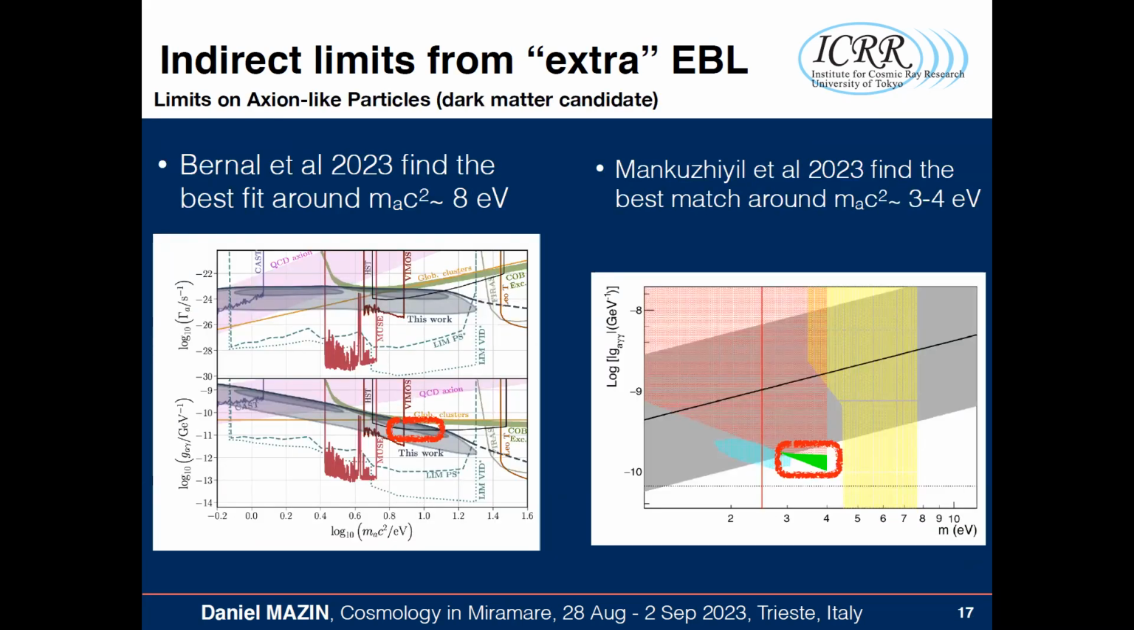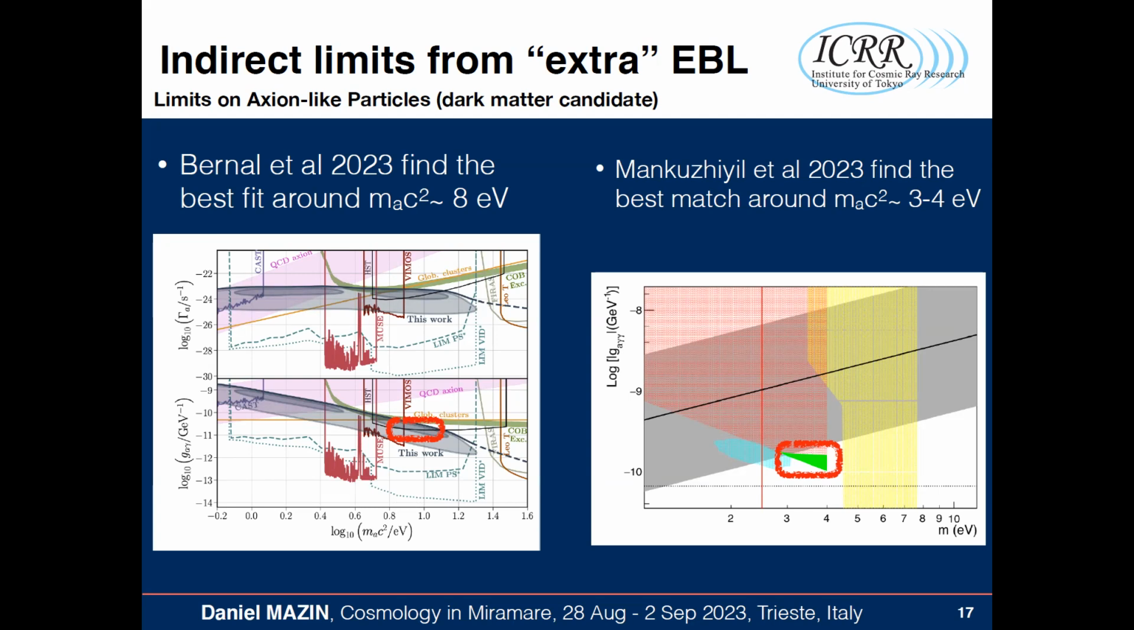Another possibility is that there is an additional contribution to the extragalactic background light from the decay of dark matter particles, and in particular from axion-like particles. There are 2 different studies saying, okay, this missing EBL, and what's missing? It means between what the gamma ray data tells us is possible and the resolved EBL from the galaxy counts.